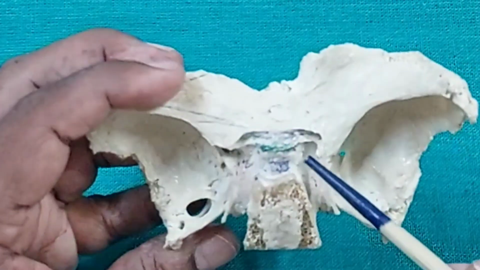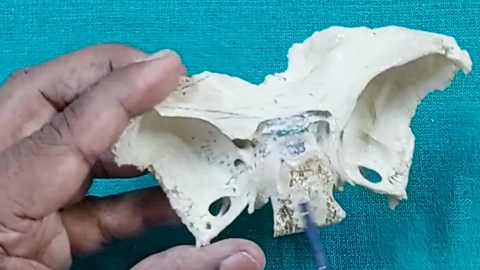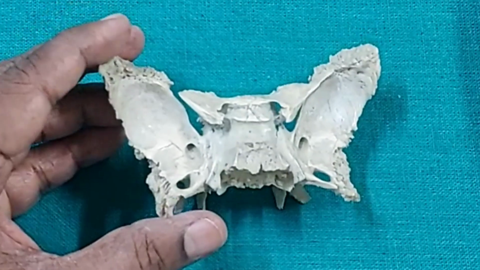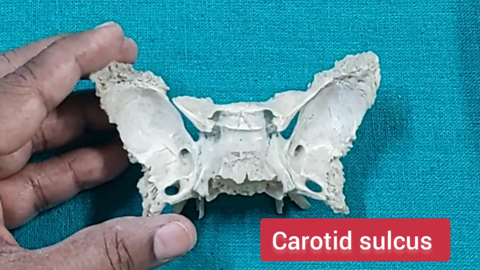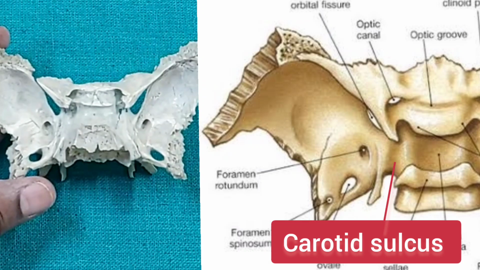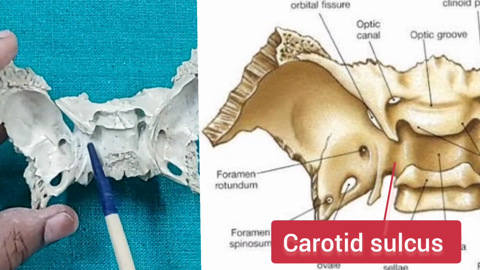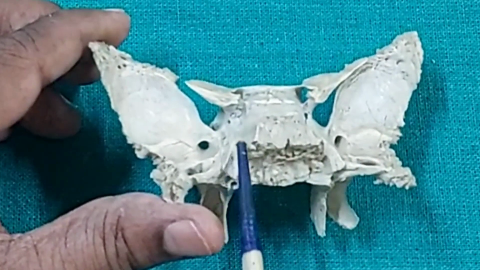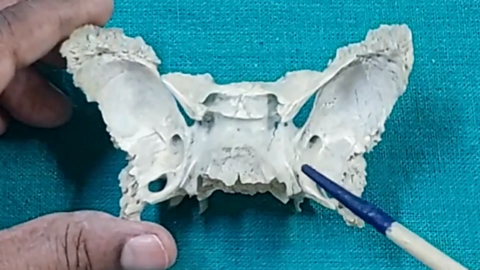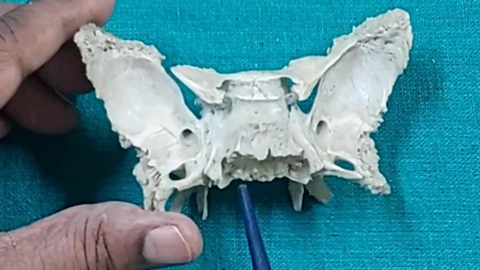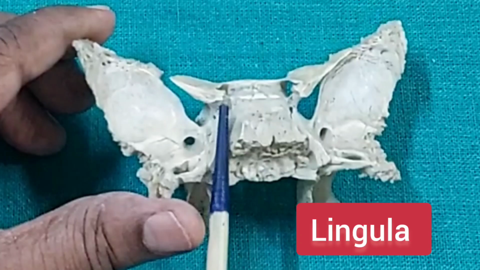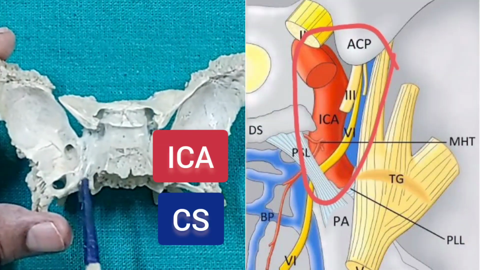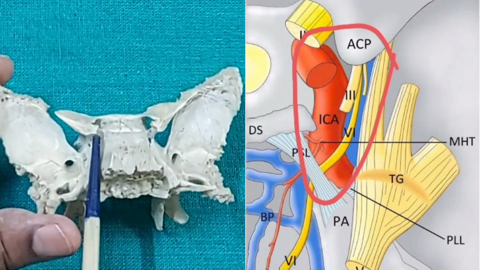On the lateral surface, at the junction with the greater wing of the sphenoid, there is a sulcus. This sulcus on each side is called the carotid sulcus. This sulcus contains the internal carotid artery surrounded by the plexus of sympathetic nerve and the cavernous sinus. Lateral to the sulcus, at its posterior part, there is a bony projection on each side. This is called the lingula, and here is a groove. This groove lodges the internal carotid artery and cavernous sinus. So it supports the structure in the carotid sulcus.